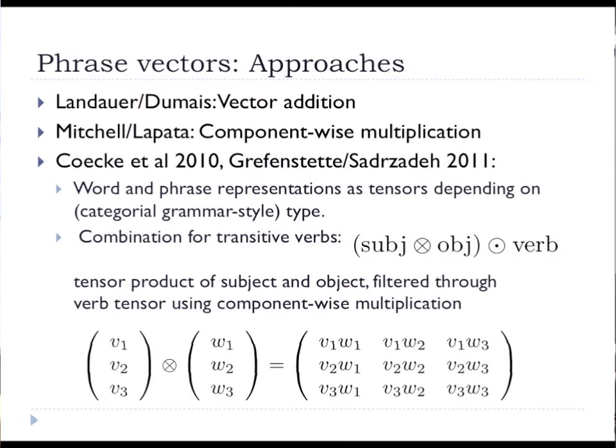And what they propose for transitive verbs is as follows. We have for the verbs tensors that describe co-occurrences of subjects and objects. And in order to describe the meaning of the phrase that consists of a verb and a subject and an object, you do a tensor product of the subject and object, so you combine subject and object, and then do component-wise multiplication to filter the general meaning of the verb through this particular subject and object in a way. So you have one tensor that describes the whole subject-verb-object combination.